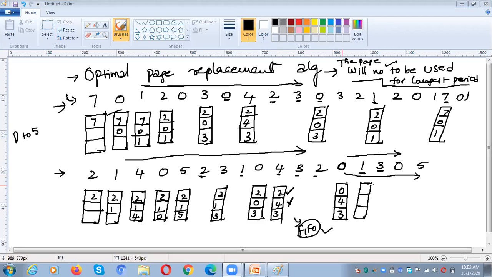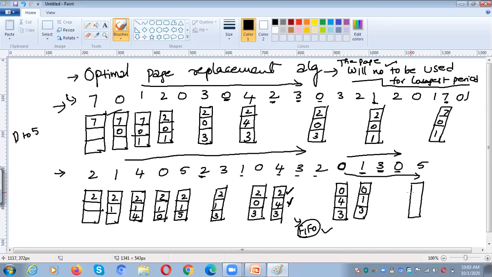0, 4, 3. So I require 1. 1 is not available in the main memory frame. So page fault occurs. Which page do I need to select? After the first frame, 3 is there and 0 is there. That means we should not replace 0 and 3. Why? Because in the future we require the third page as well as the 0th page. The fourth page is not required. So I replace it with 4.